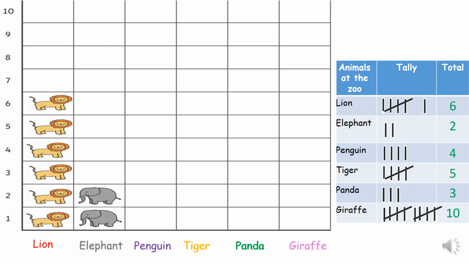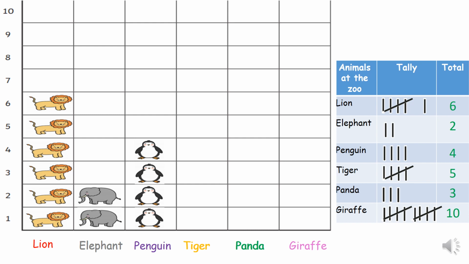The next part we need to fill in is the number of penguins. How many penguins did we see? 4. This means we need to draw 4 penguins. 1, 2, 3, 4. And as you can see, we can start to compare our amounts.